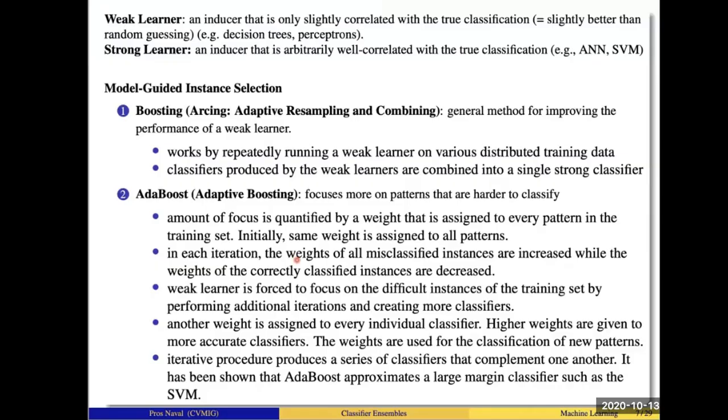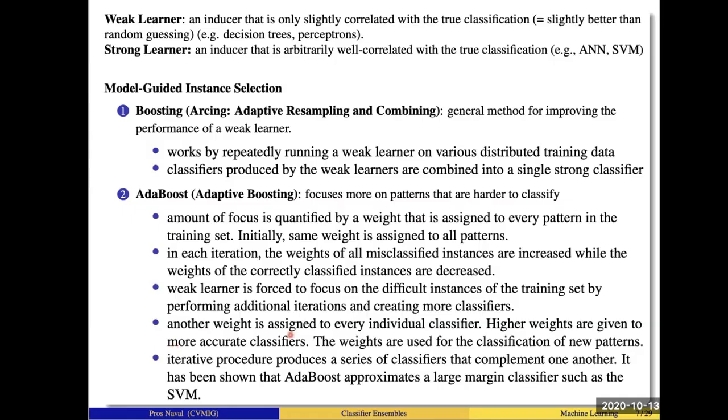And in each iteration, the weights of all misclassified instances are increased, while the weights of the correctly classified instances are decreased. So in other words, the next classifier will be focusing on the instances misclassified by the previous classifier. That way, the weak learner is going to focus on the difficult instances of the training set by performing additional iterations and creating more classifiers.